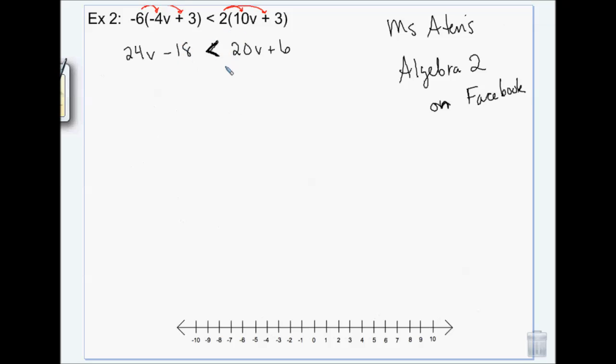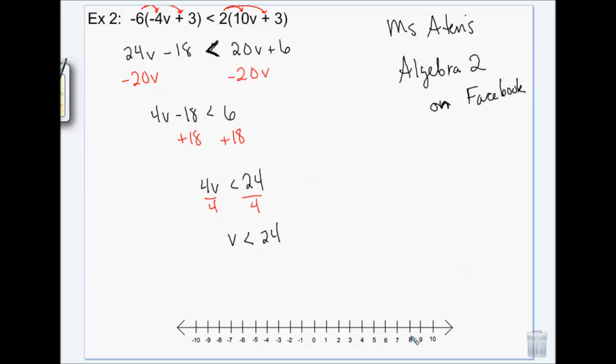Once I distributed, now I have to move all my v's to one side, so I'm going to subtract 20v from both sides. Now remember, adding and subtracting doesn't change anything. I'm going to add 18 to both sides. So I get 4v is less than 24. I'm going to divide by 4, which is positive, so nothing is changing. Okay, I don't have a 24, so I'm going to extend this out, and then I'm going to just say 24.